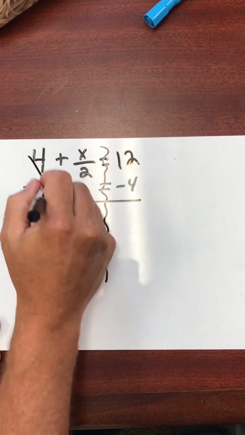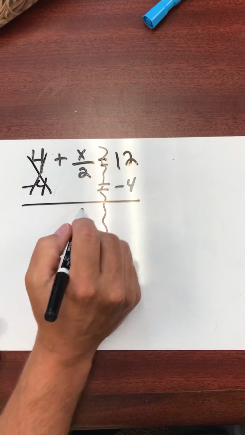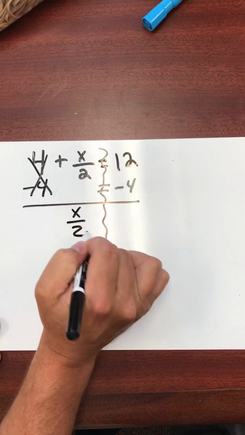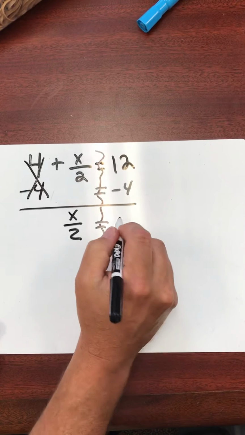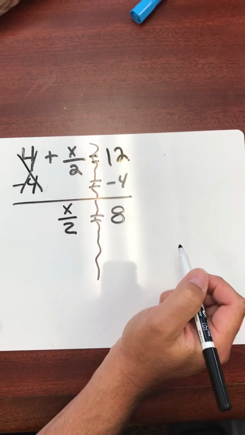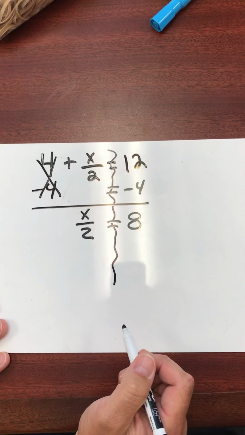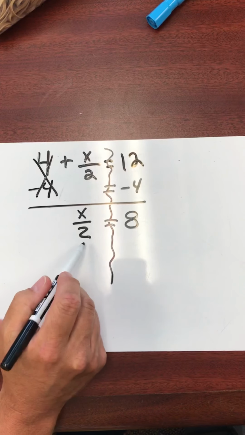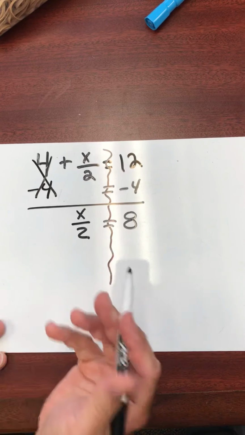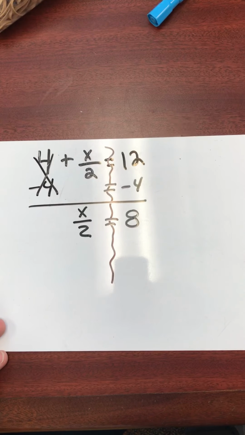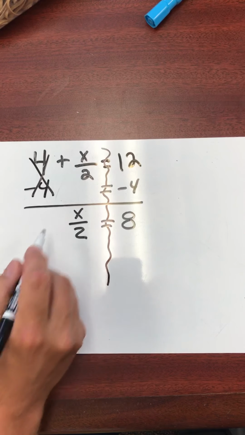4 minus 4, they add up to 0 and cancel out. I'm left with this x over 2. On the right side, 12 minus 4 is 8. The last step is undo multiplication or division. X over 2, this is divided by 2. So we do the opposite. Multiply by 2 is the opposite of divide by 2.